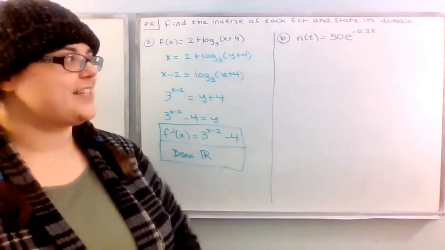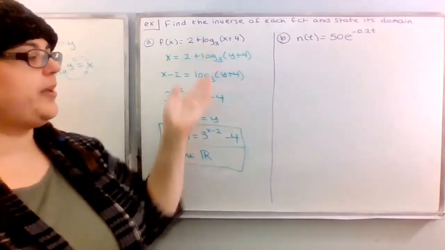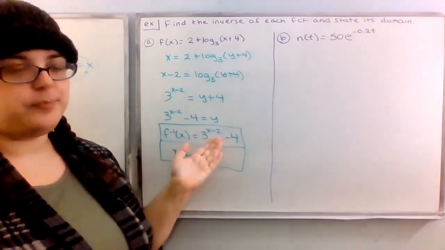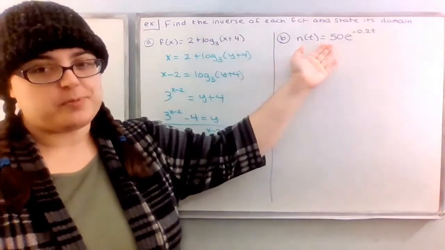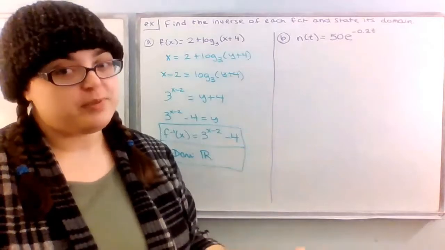So let's take a look at this other problem. So here we started with a logarithm and we ended up with its inverse, which is exponential. Now we're going to start out with an exponential function and find its inverse, which should be logarithmic.